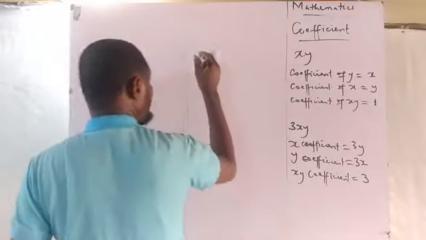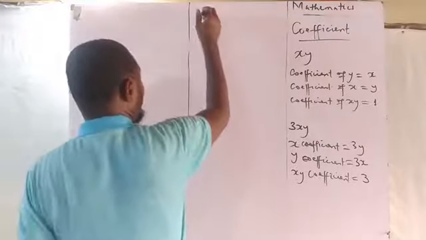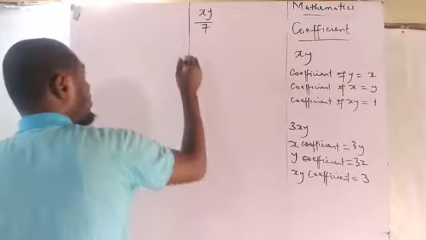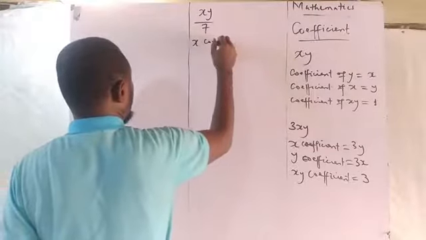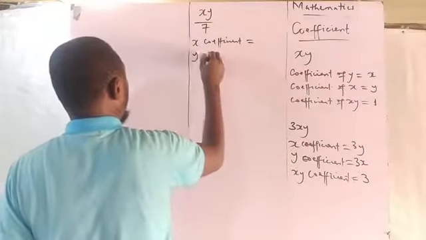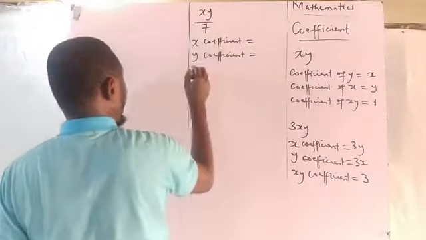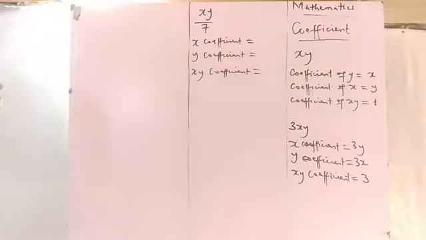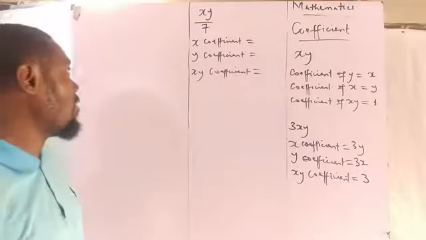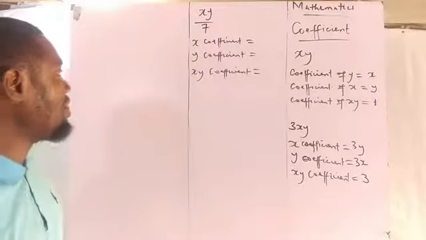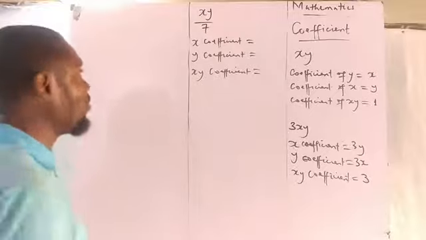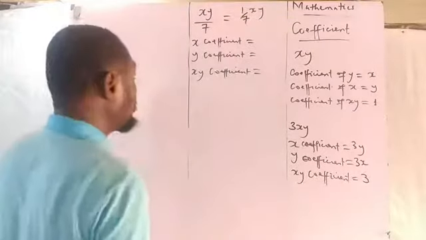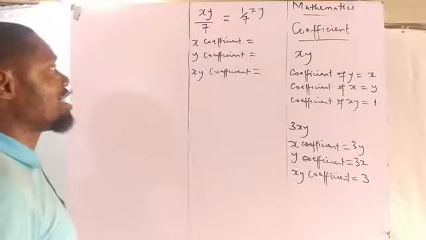Look at this. You have xy over 7. You ask the coefficient of x, the coefficient of y, and the coefficient of xy. You're given xy over 7 and you're asked to find the coefficient of x, the coefficient of y, and the coefficient of xy. xy over 7 is a fractional number and can also be written as 1 over 7 xy. That you should know.